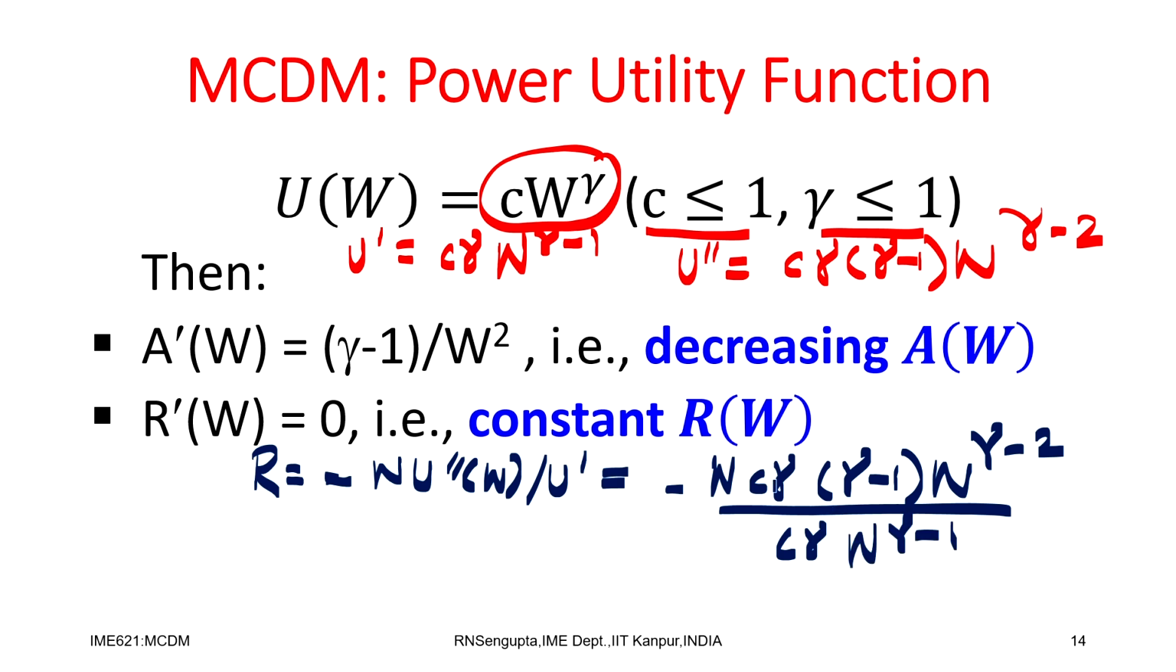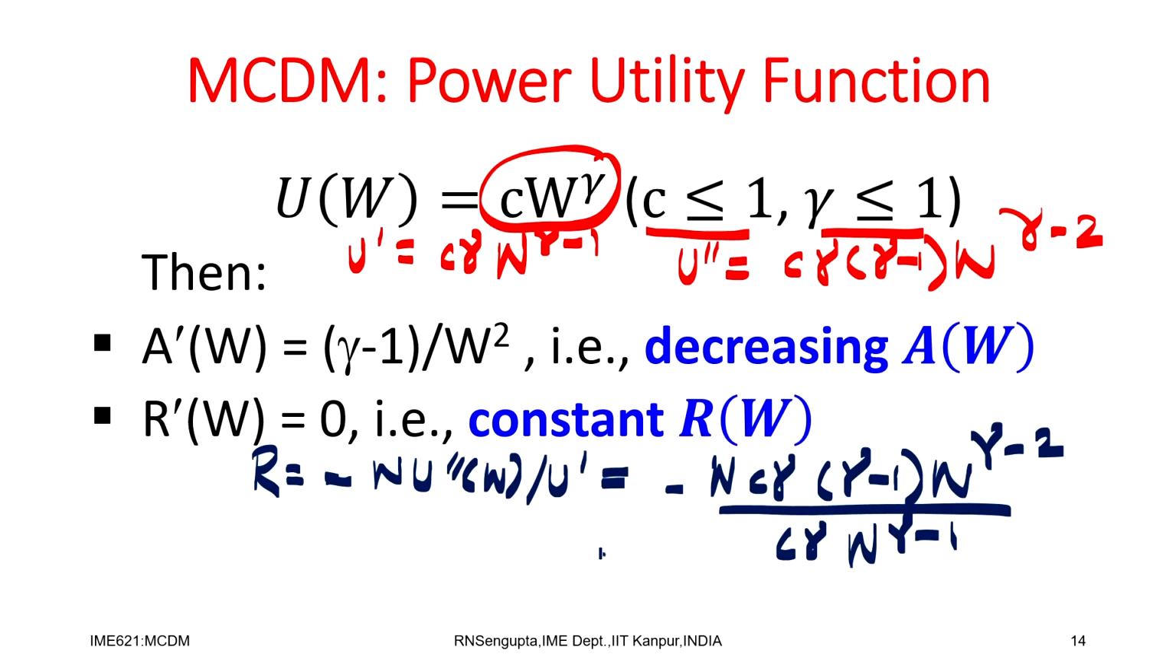Now, let us see, C gamma cancels. And also very interestingly there is a W also. So, W to the power 1 into W to the power gamma minus 2 in the numerator gives me W to the power gamma minus 1. So, there is a W to the power gamma minus 1 in the denominator also, both of them cancel. So, the end result is, basically, minus gamma minus 1, because these two cancel.